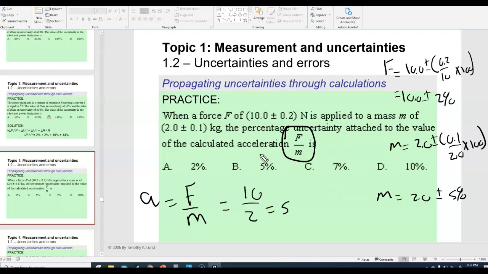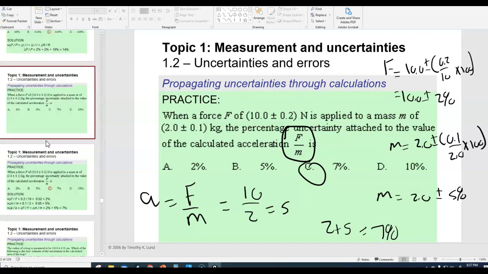All right, so that means the acceleration would have an uncertainty of the percent uncertainty in F, which is 2, plus the percent uncertainty in the mass, which is 5. And so 2 plus 5 equals 7%, and the answer would be C. Pause there if you need to wrap your head around that some more.